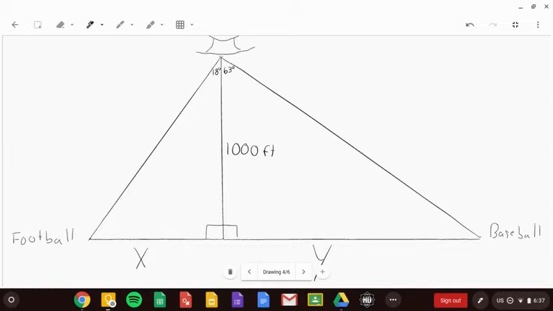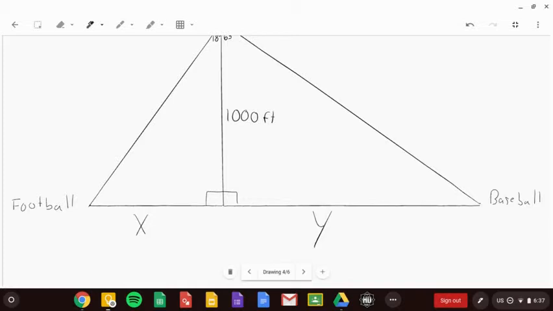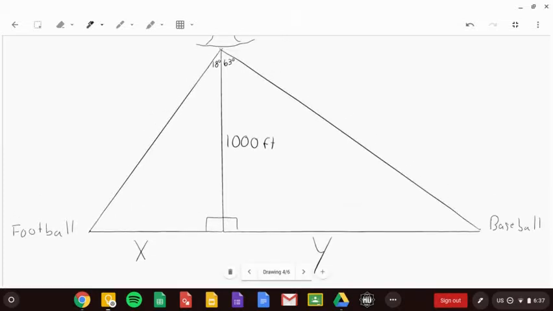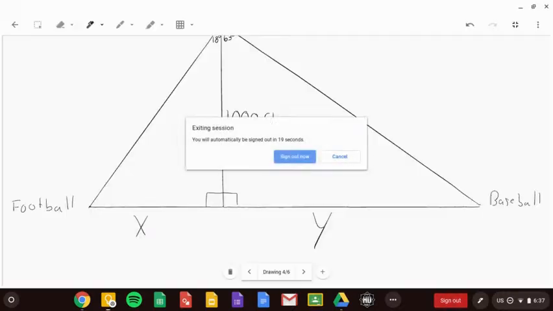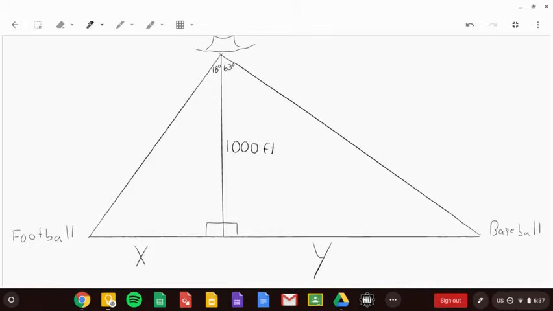So what you're going to do is figure out what you have. Now you're going to try to find one variable at a time. So for now, let's try to find the y. We have the adjacent length, but we need to find the opposite.